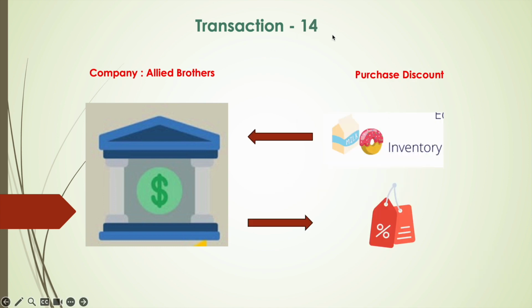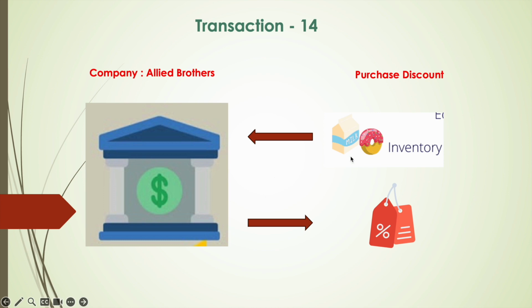Transaction number 14. A purchase discount, also known as a trade discount or an early payment discount, is a reduction in the price of goods or services offered by a supplier to a buyer as an incentive for prompt payment or for purchasing in larger quantities. Purchase discounts are typically expressed as a percentage of the total invoice amount or as a specific dollar amount.